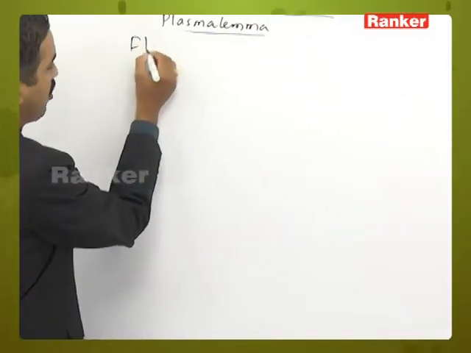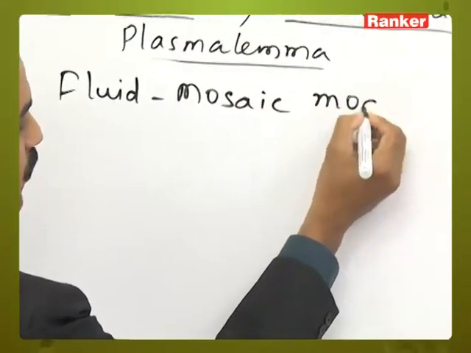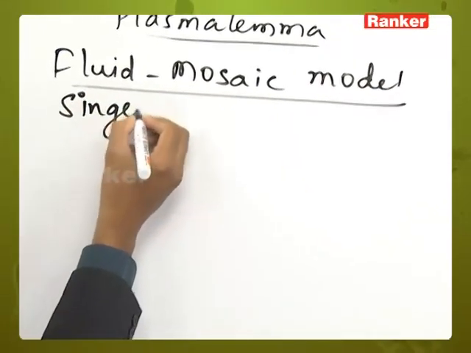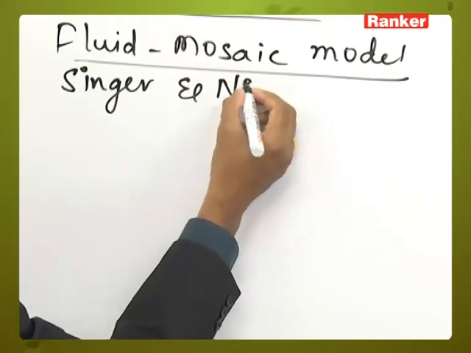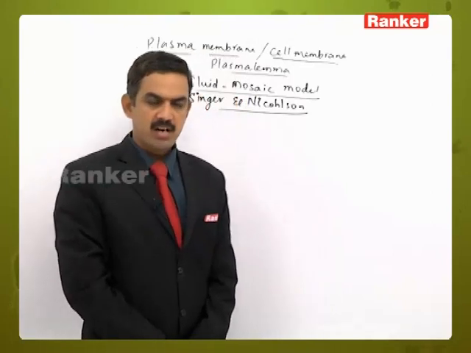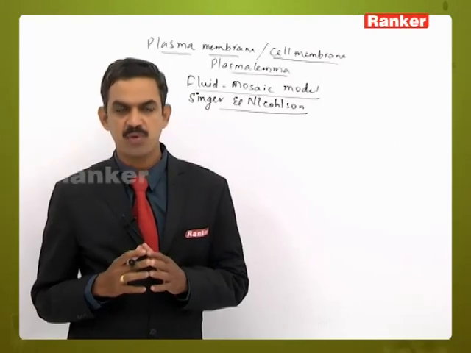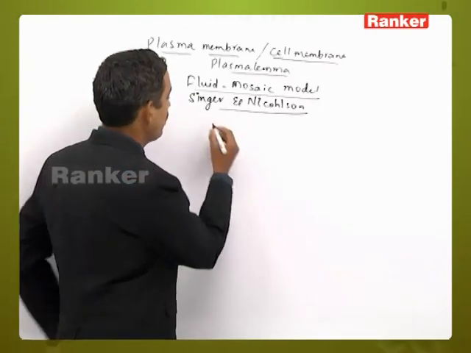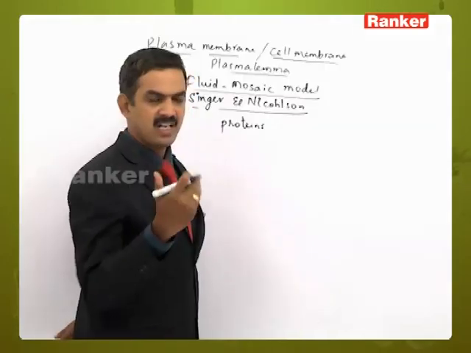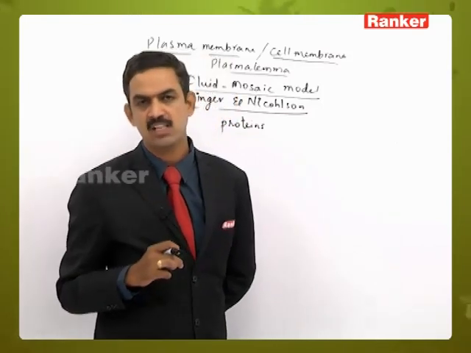Next one is the fluid mosaic model. This fluid mosaic model was given by Singer and Nicholson. According to the scientists, it is not a solid type of structure, it is quasi fluid in nature, where proteins and lipids are present. As in the earlier models, we said that proteins are present in one uniform layer and lipids are present in another uniform layer.